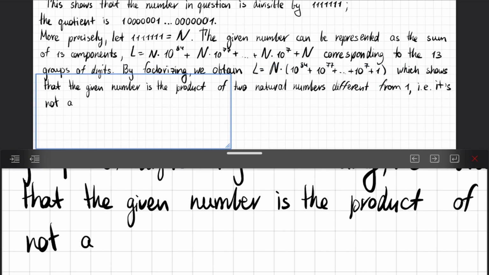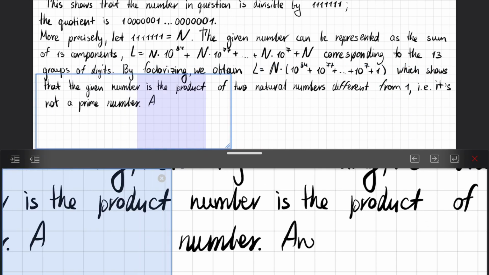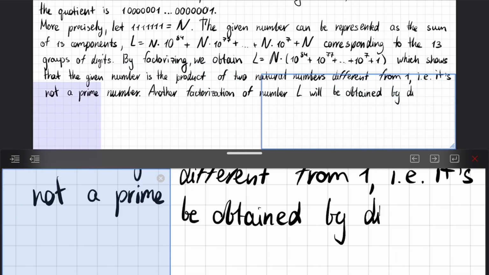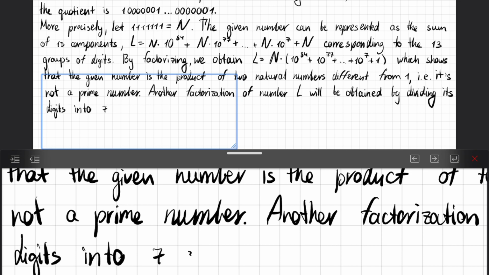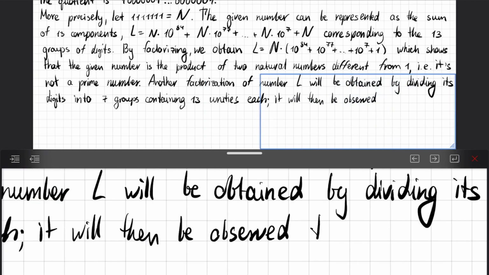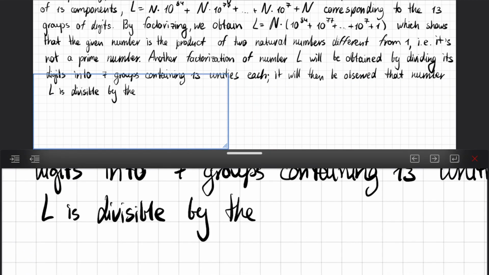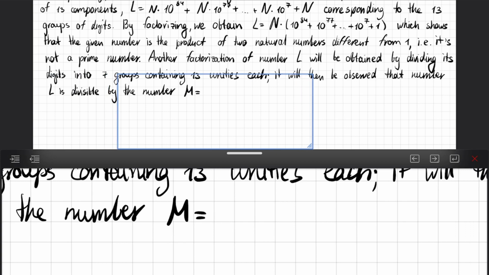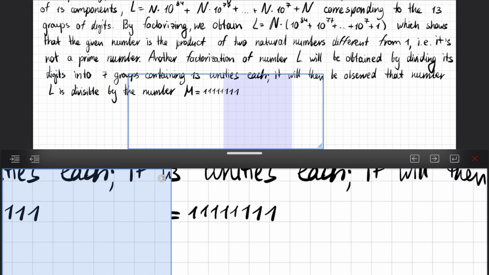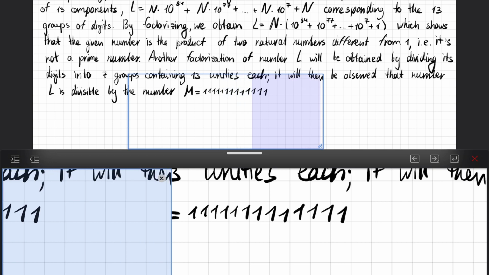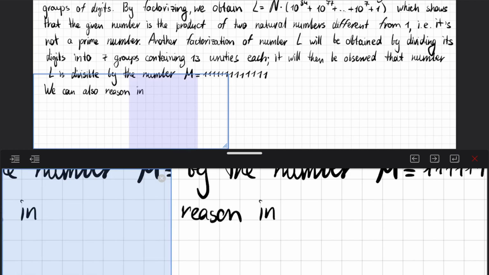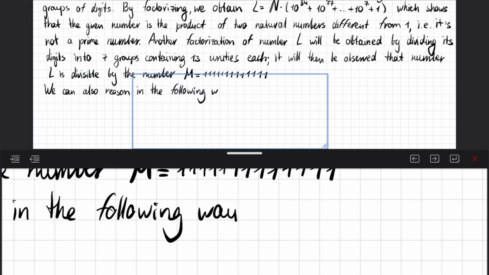In other words, it's not a prime number. Another factorization of number L we will obtain by dividing its digits into 7 groups containing 13 ones each. It will then be observed that number L is divisible by the number 1,111,111,111,111. Let this number be m. We can also reason in the following way.